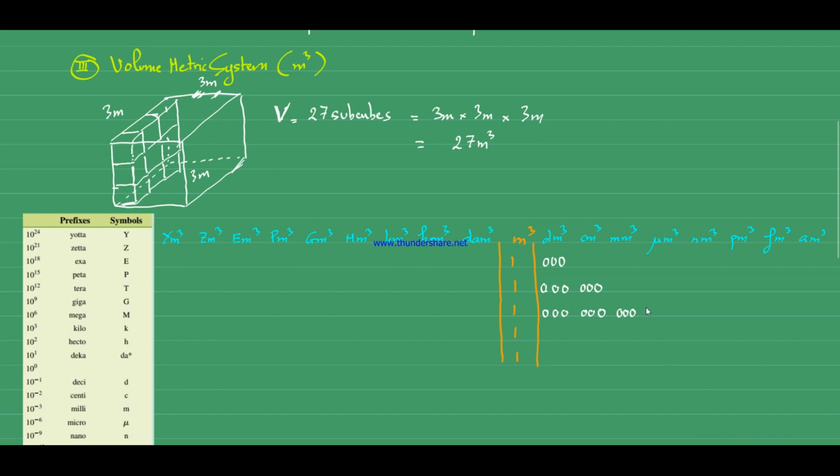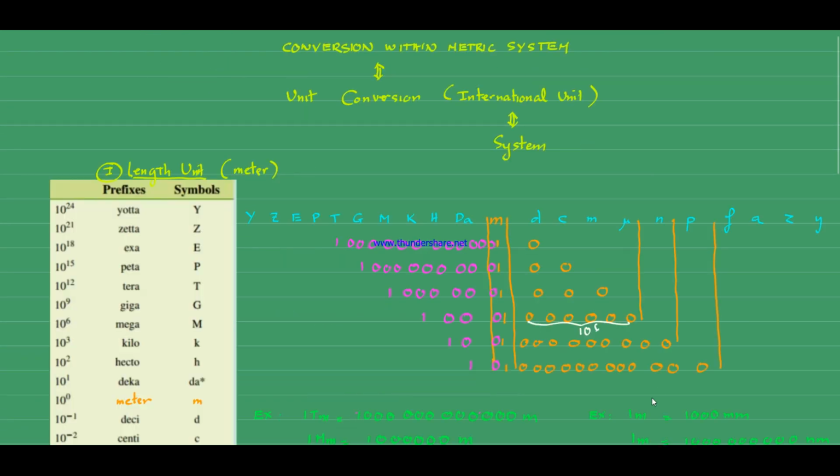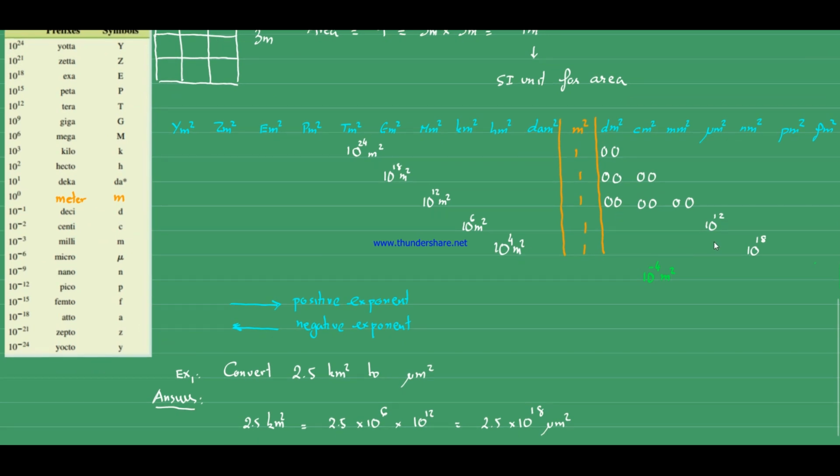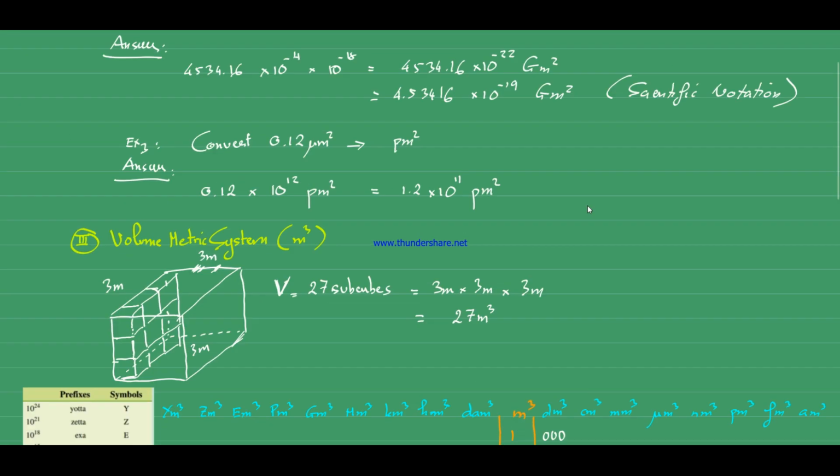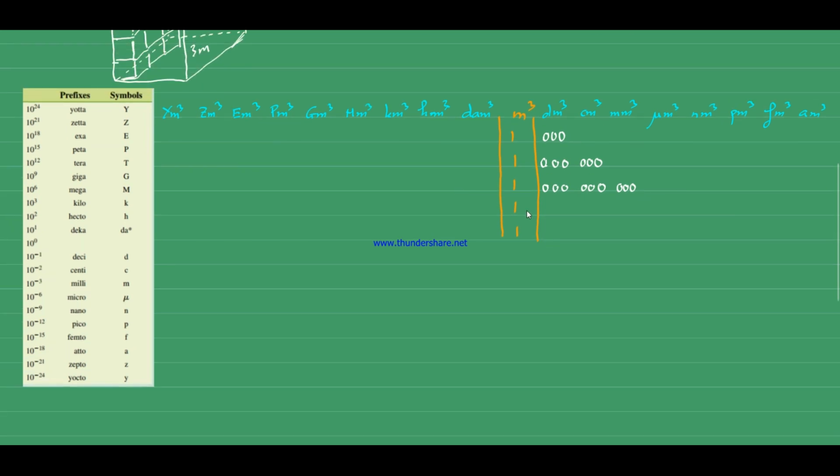Last time we know 1 meter is a million, 10 to the 6 micrometers, and we doubled that for the area metric system, so we ended up with 10 to the 12. But now we triple for the volume. So 6 tripled will be 18. We triple, so it will be 10 to the 18 micrometer cubed.